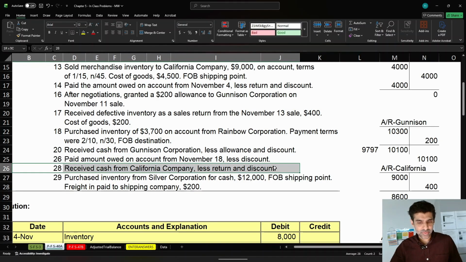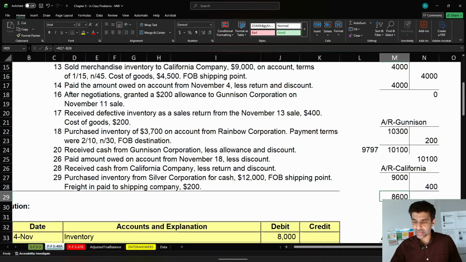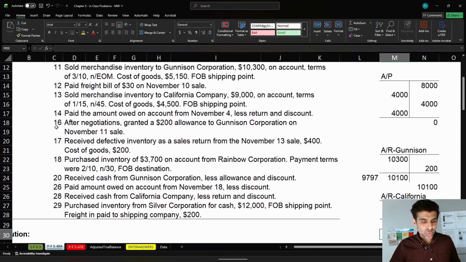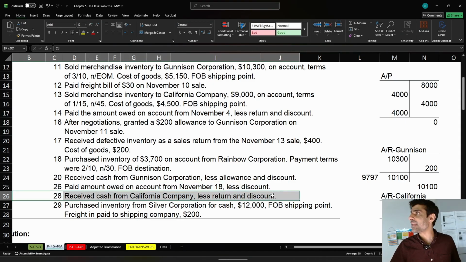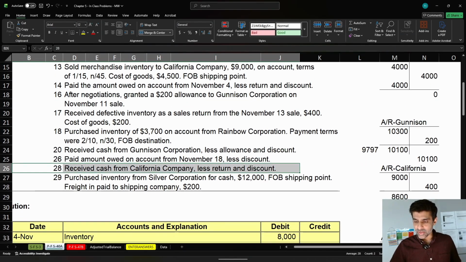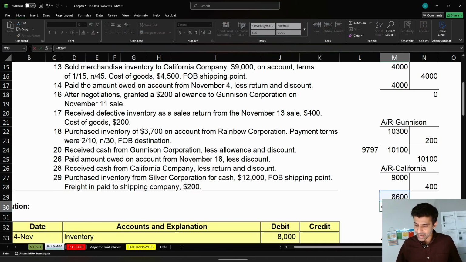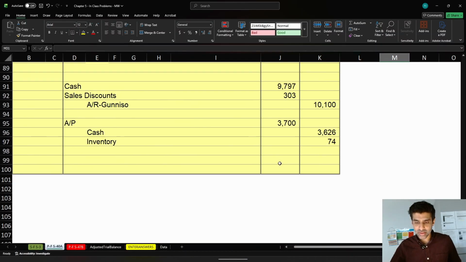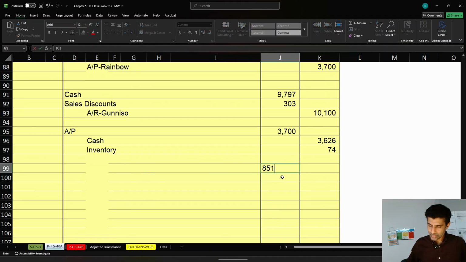Okay, so the next one is received cash from California company, less return and discount. So again, this is our balance net of the return. California company had 115 net 45, so they had till the 28th to pay. They're paying on the exact last day to get the discount. So they're going to pay us in cash 99% of this. So I'm going to multiply it by 99. So it's 8,514 is the cash we're receiving. Okay, so this is the cash coming in.